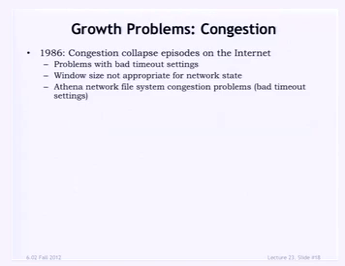Now, there are two big growth problems that were experienced. The first was congestion, and the second had to do with how addresses started running out, and we had to deal with problems in the routing system. So I want to talk about congestion. In 1986, the internet experienced the first of a series of congestion collapses.